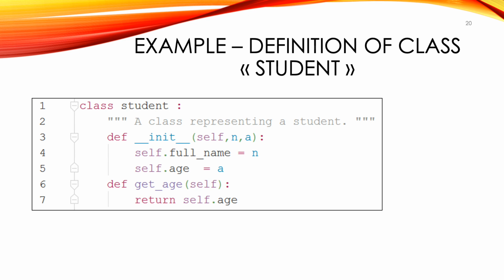So you can see here an example of a class student. This class has two attributes, the full name and age. It has one method which is getAge. Hold on, the init is not yet. We'll come to it, don't worry.